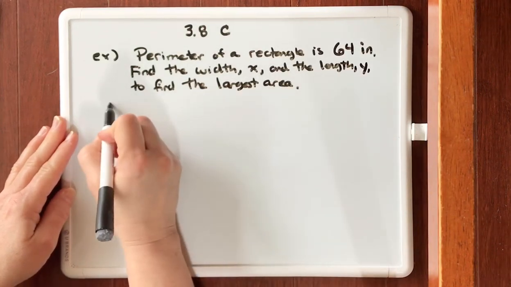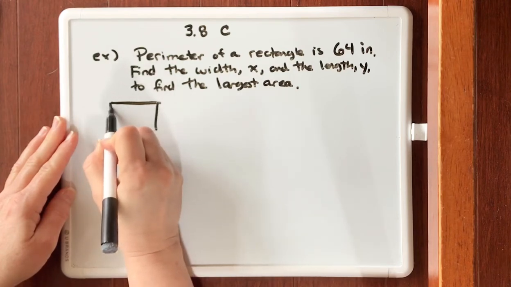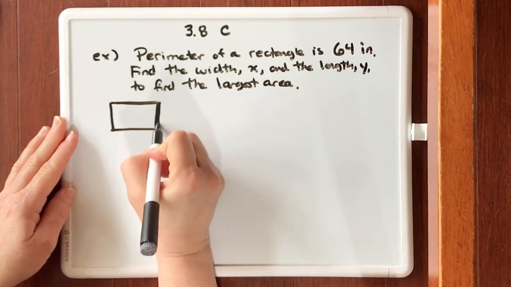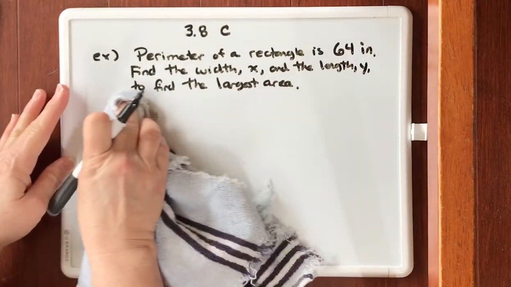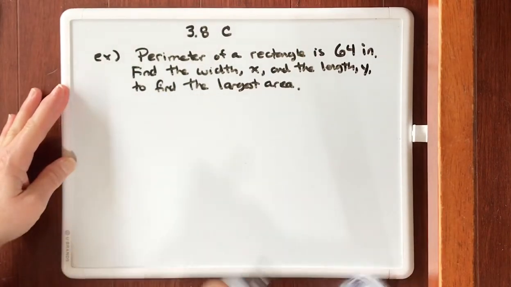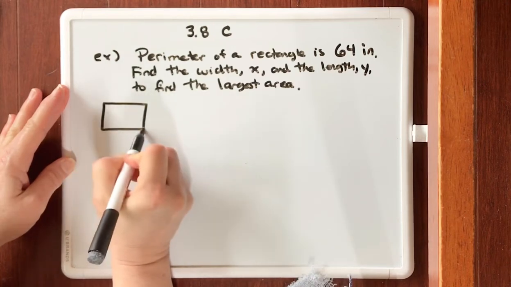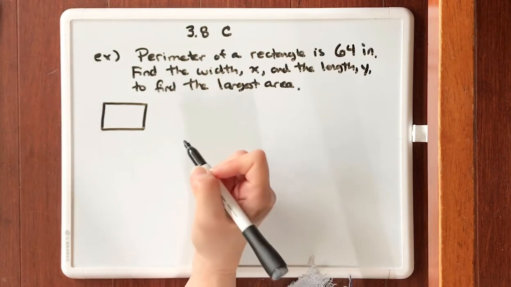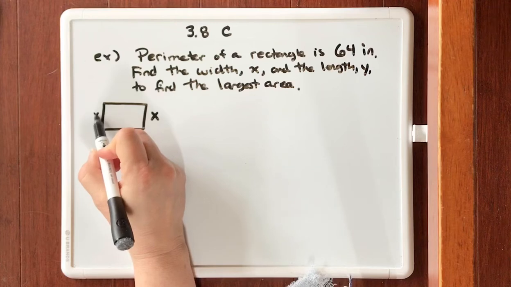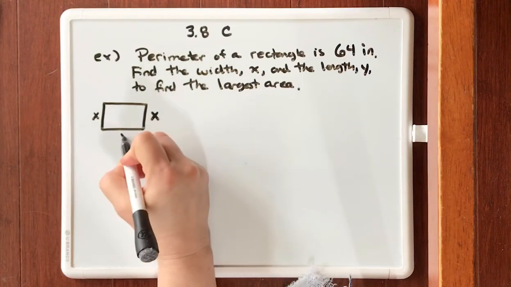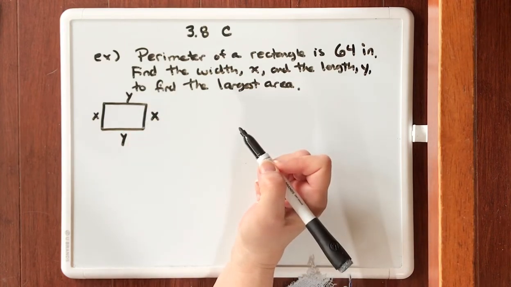Okay, so let's draw a rectangle. Oh, that's a messy rectangle. Let's do that one again. All right, let's draw a rectangle. Okay, what do we know? Perimeter is 64 inches. Find the width x. So we know this is x, the width, and the length we're calling y. We're trying to find the largest area.